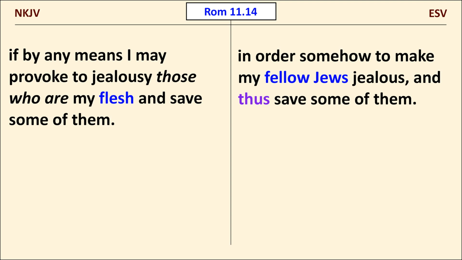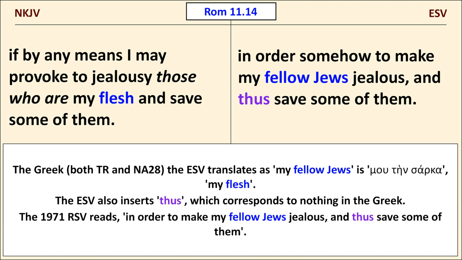Next, let's take a look at Romans 11:14, where we see a contest between my flesh and my fellow Jews. The Greek that the ESV translates as my fellow Jews is mou tēn sarka, my flesh. The ESV also inserts thus, which corresponds to nothing in the Greek. The 1971 Revised Standard Version reads, in order to make my fellow Jews jealous and thus save some of them. So the ESV is rather close to the RSV here.